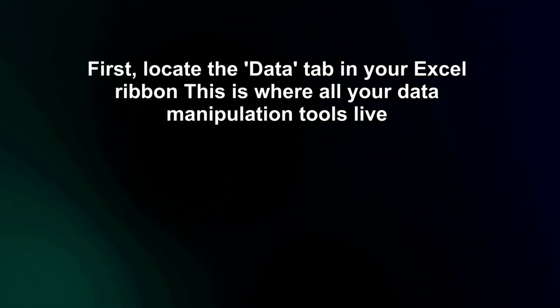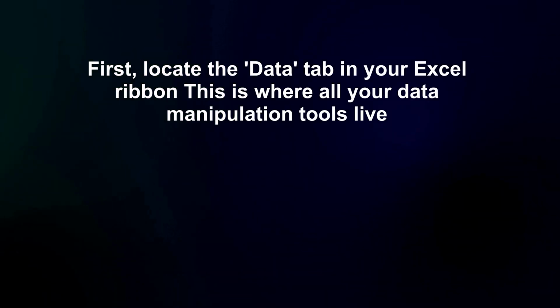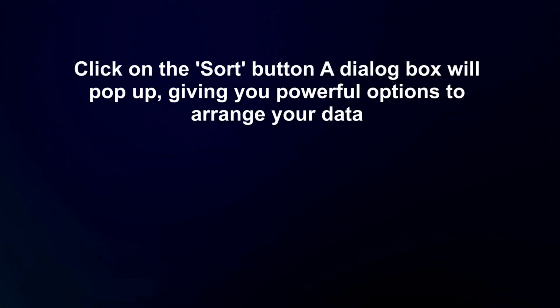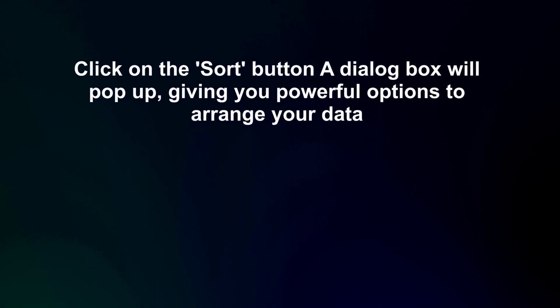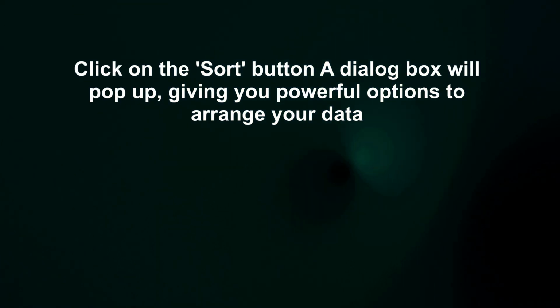First, locate the Data tab in your Excel ribbon. This is where all your data manipulation tools live. Click on the Sort button. A dialog box will pop up, giving you powerful options to arrange your data.